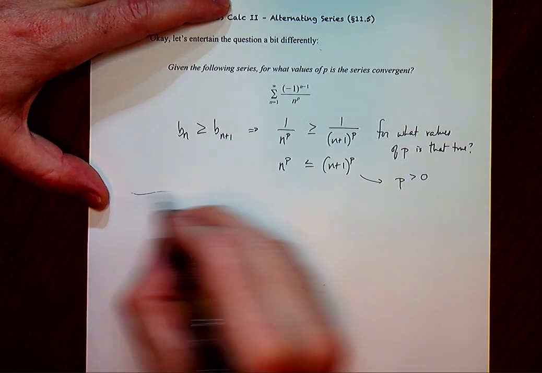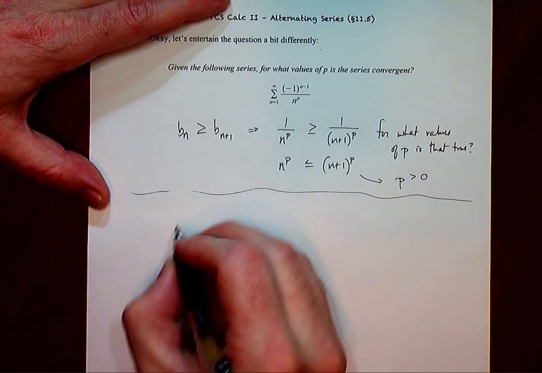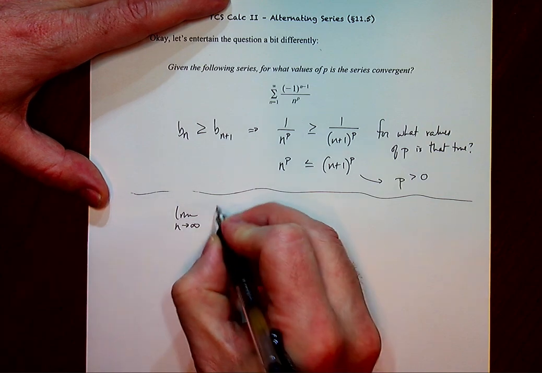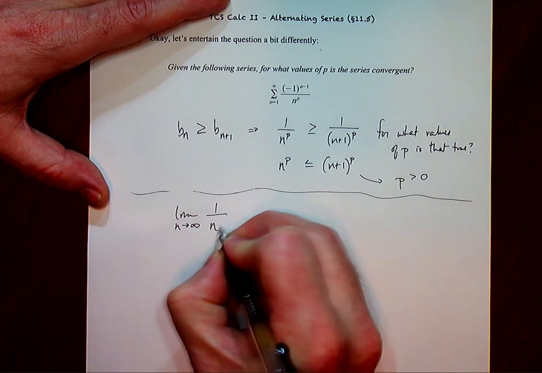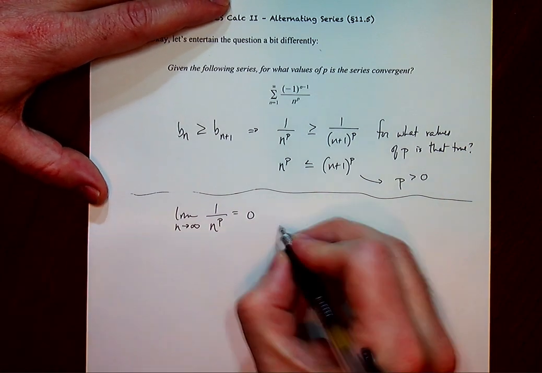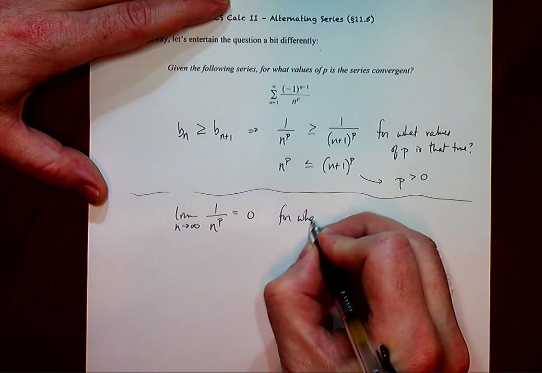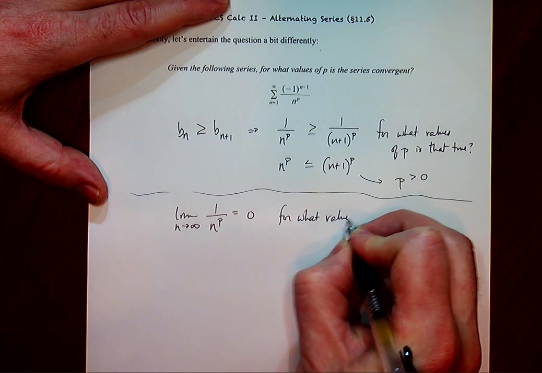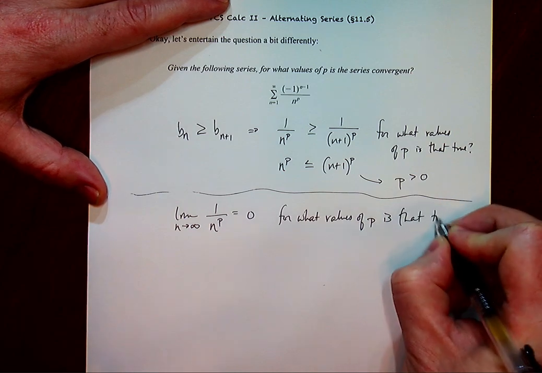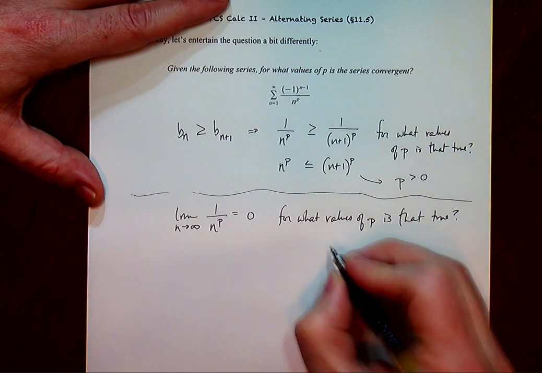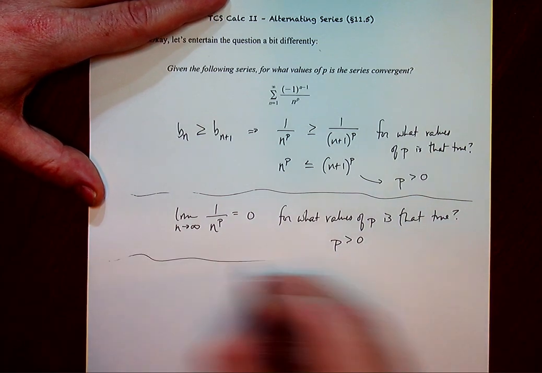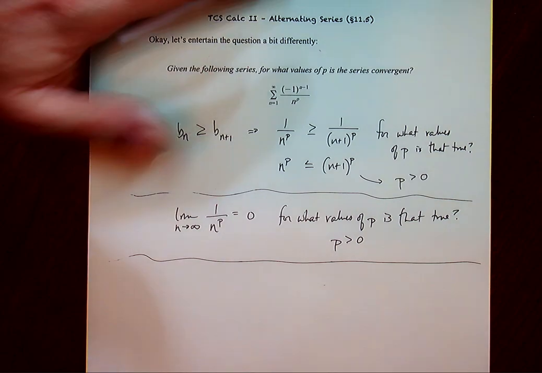Okay, well, let's go ahead and look at the limit as well. So if we have the limit as n approaches infinity of 1 over n to the p, and we want to know when that goes to 0, for what values of p is that true? Again, it is for the positive values of p. And here's how we sort of reason that out in the negative.